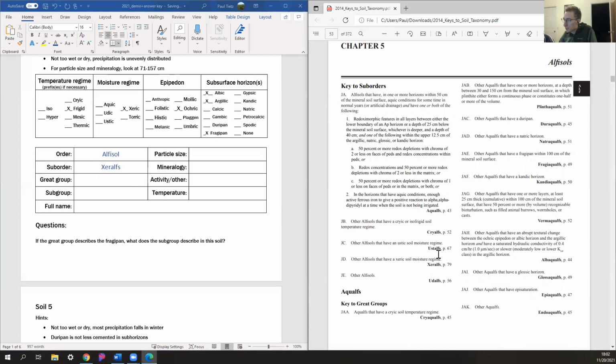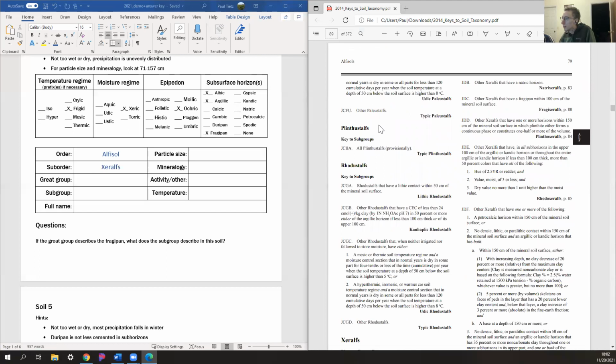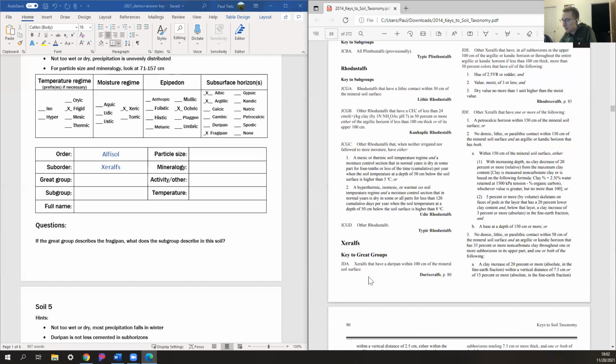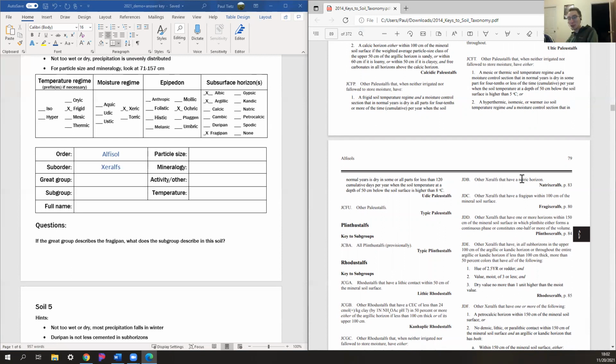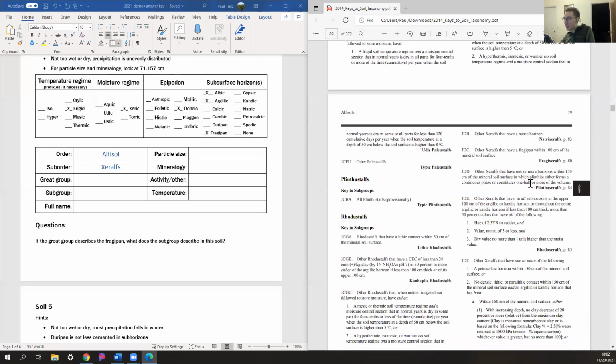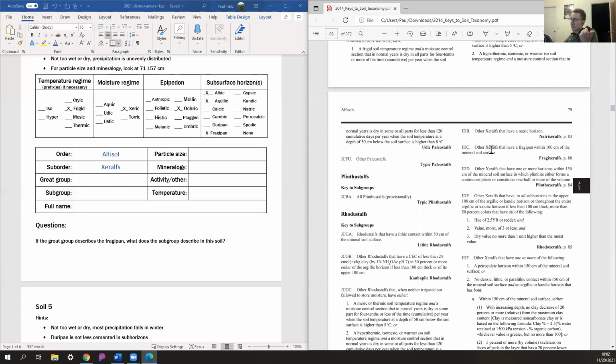And then onto the great group. So we have to go to page 79. Let's skip right there and find our Xeralfs, key to the great groups. All right, line by line: Xeralfs that have a duripan within 100 centimeters of the soil surface. We do not have that M horizon, so we're skipping that. Xeralfs that have a natric horizon, that's not us, that's the n subordinate distinction, we don't have one of those. Other Xeralfs, so non-duric or natric Xeralfs, that have a fragipan within 100 centimeters of the mineral soil surface, that is us. We're a Fragixeralf right there, nice and easy. Fragixeralfs.